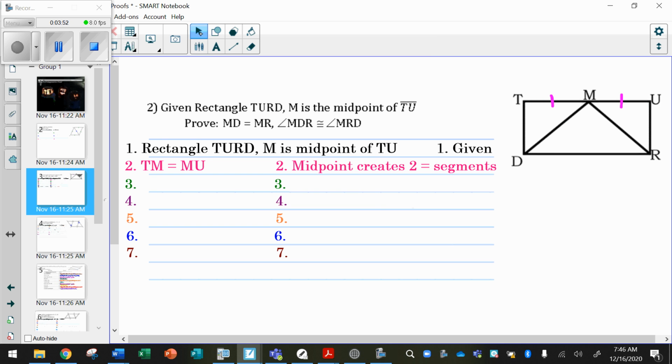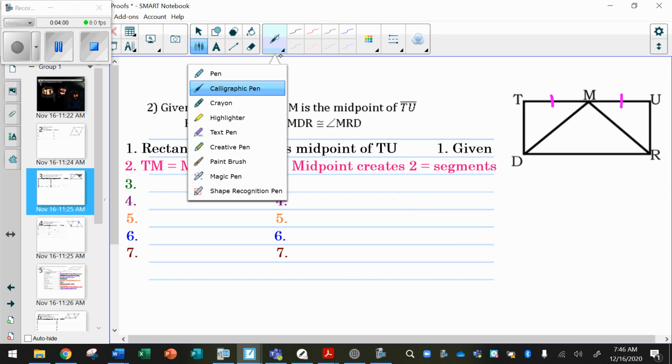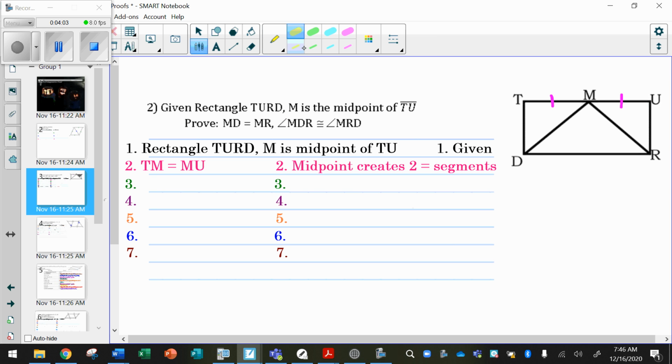I'm going to start using some of my rectangle properties to get some other pieces of information. Now here's my goal. My goal is to get triangle TMD congruent to triangle MUR. If I can get those two triangles congruent, then by CPCTC, I will be able to get MD congruent to MR for the first part of what I was asked to prove. And then, if two sides of the same triangle are congruent, then the angles opposite those sides are congruent. That was the isosceles triangle theorem. That will get me the congruent angles that I need.